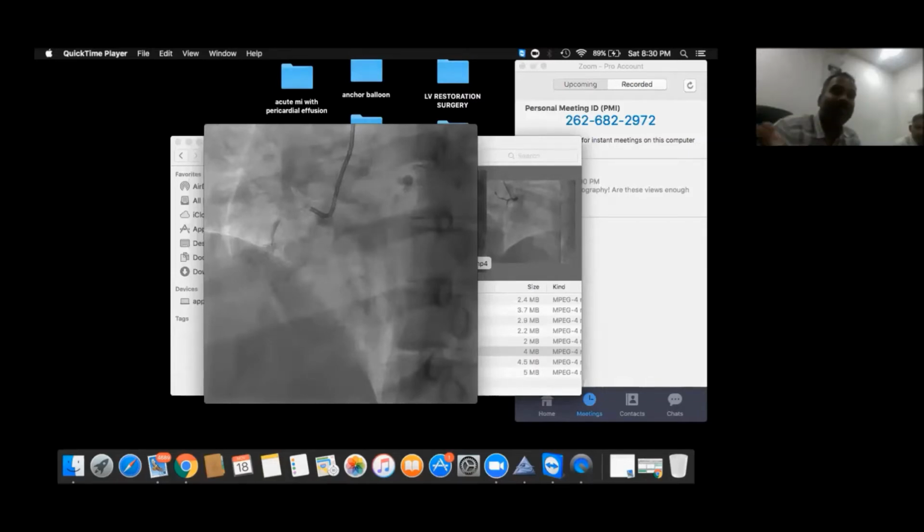Once you complete the analysis, you can do a PCI. So if you don't do your RAO cranial, RAO and RAO caudal views, it's very difficult to define collateral circulation. You will end up doing one more angiogram. Yes, that's what exactly happens.